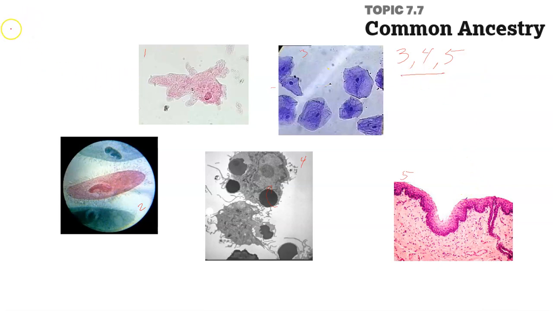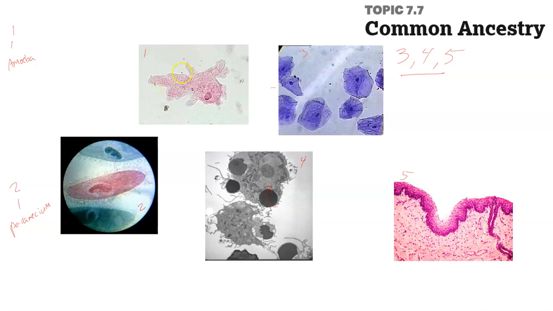1 and 2. 1 is an amoeba. 2 over here, this is a paramecium. You can actually find these in pond water. If you go out to a pond and get some water and put it on a slide and put it under the microscope, you can see these little guys swimming around. It's actually pretty interesting. You might find some amoebas as well.